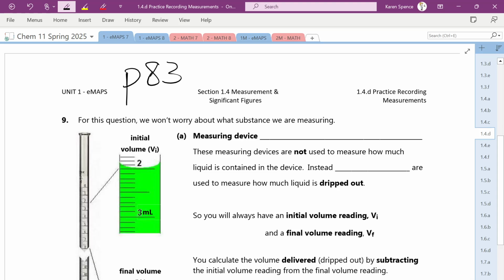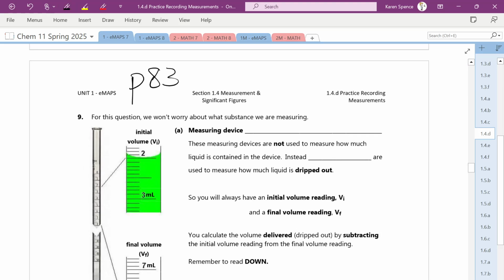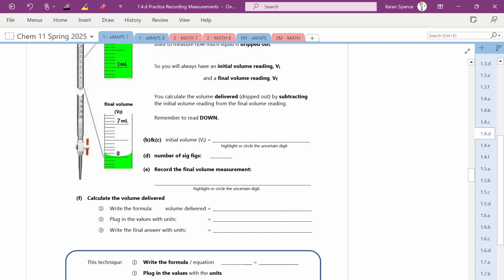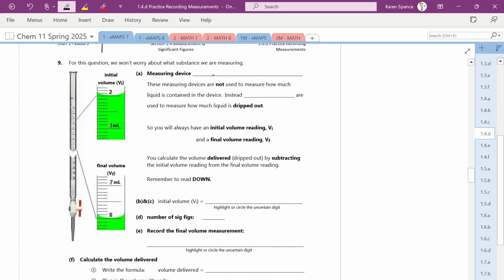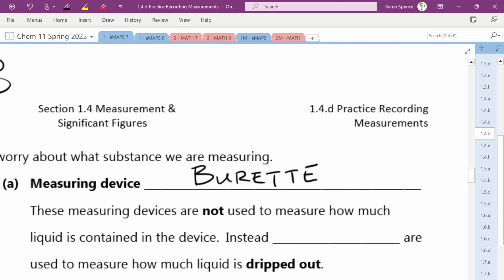For this question, we're not going to worry about the substance we're measuring. If you want to, you can call it water or liquid, okay? This measuring device is called a burette. And tomorrow, we will use a burette so that you can get an idea of what it's like, get a little lab skill in there. All right, that is a burette.